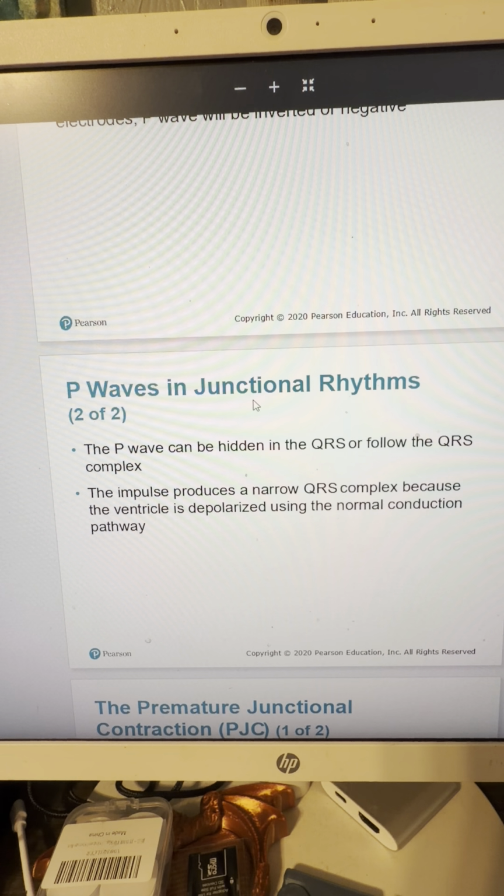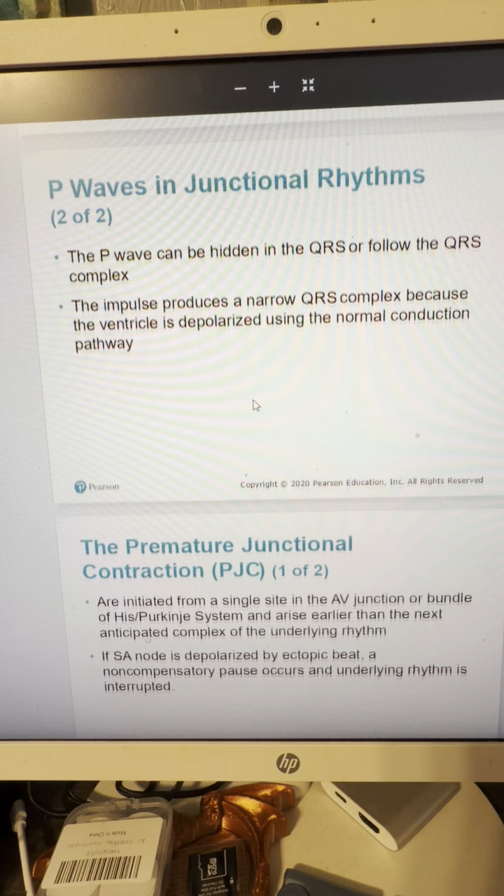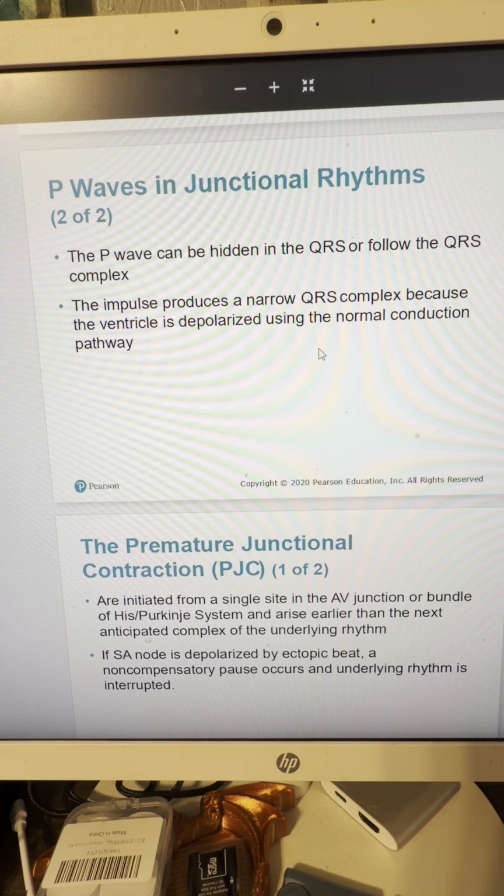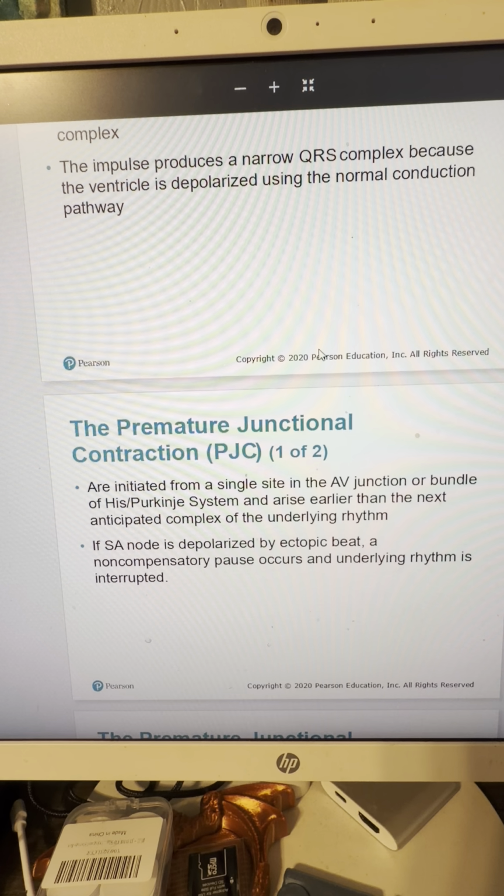The P wave can also be hidden in the QRS or follow the QRS and be somewhere in the T wave. That's why it's often lost. Your QRS usually is still narrow because ventricular depolarization is normal.